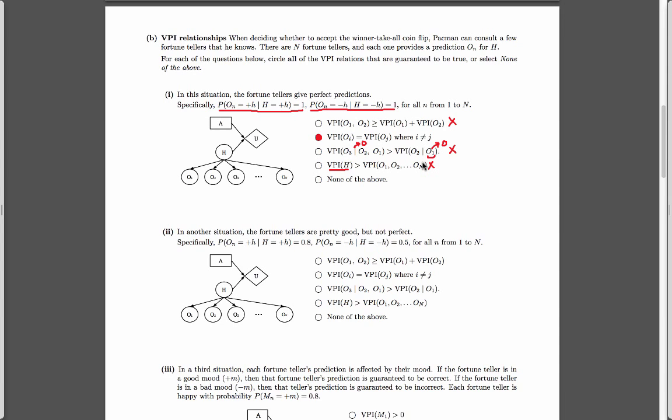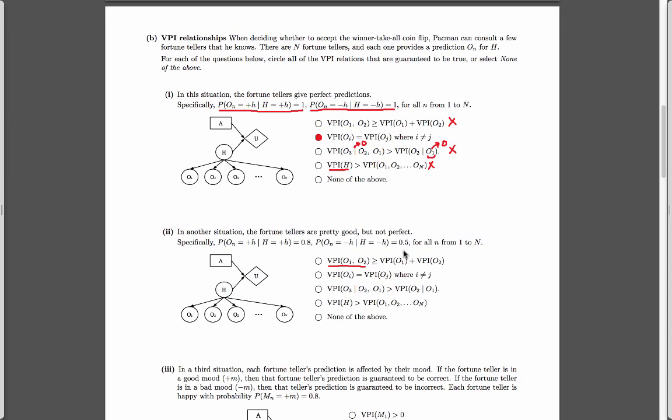Next, let's look at problem 2. So in this case, the fortune tellers are pretty good, but not perfect, and they aren't giving us perfect information. And we're asked about the same 4 statements as above. So in this first case, we have VPI of O1 and O2 compared to the VPI of O1 and the VPI of O2. So to approach this problem, let's first expand out what this is.